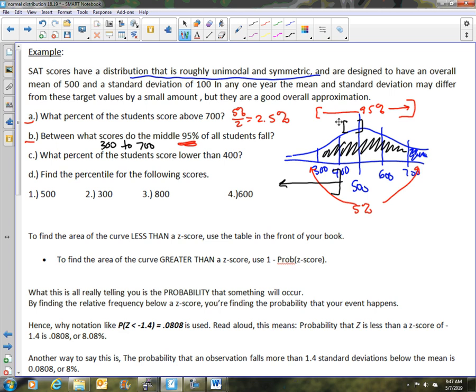let me move that over just a little bit. There we go. This region right here has 34% of the data in it, because remember, between -1 and +1 standard deviation, there's 68%. So half of that, which would be from -1 standard deviation to the mean, would be 34%. And that means that 1/2 minus 34% would be 16%. So we would expect 16% of the scores to be lower than 400.